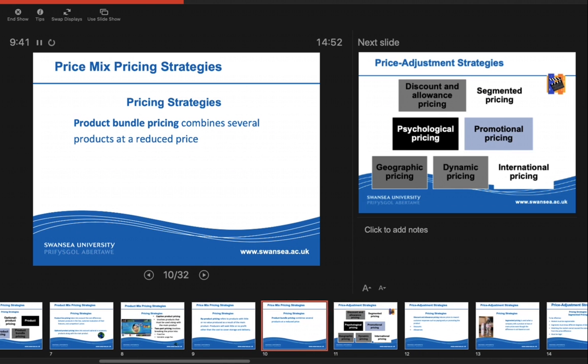And bundle pricing combines several products at a reduced price. So usually, if you buy more of something, then the price is reduced. So wine subscription services are an example of this. Virgin Wine, of which I'm a customer, will charge you so much per bottle, but if you buy a case, the cost per bottle is actually reduced. So again, it's more attractive to get people to buy more of something.